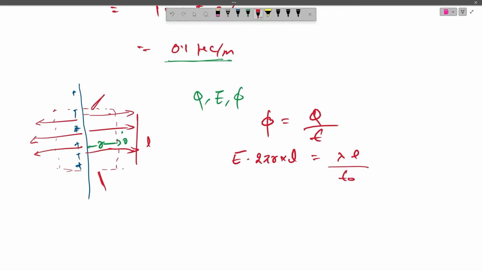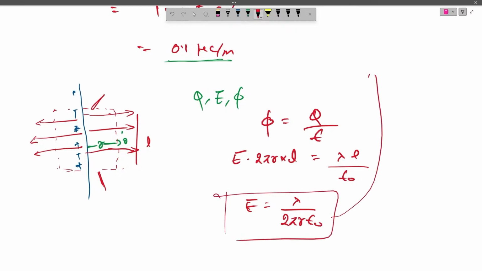Now here we see that in the expression of E, L would cancel out, and E becomes lambda divided by 2 pi r epsilon naught. Now this is the same expression we used in the upper question to solve the question. So it comes from here as per the Gauss law.